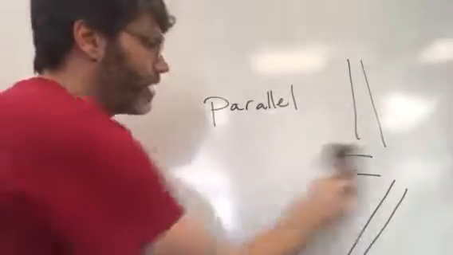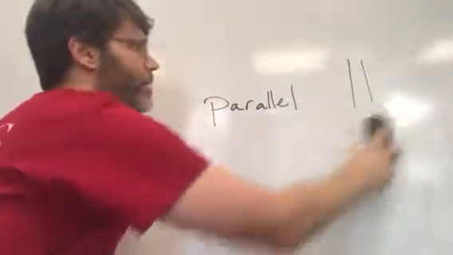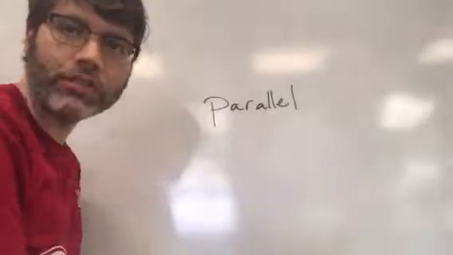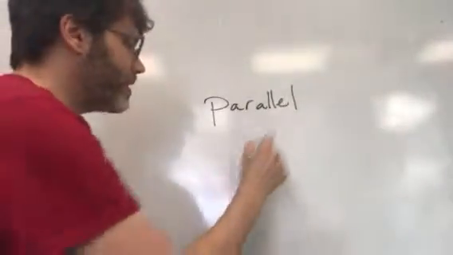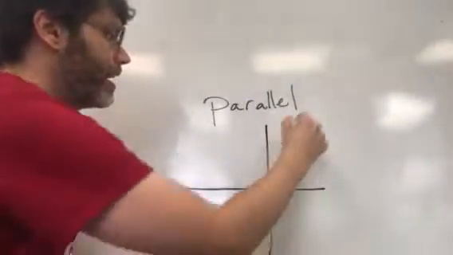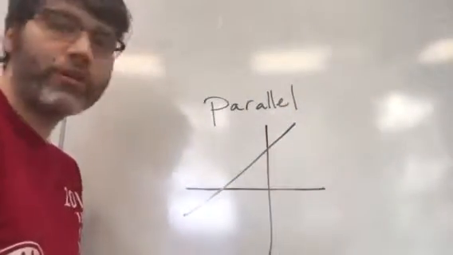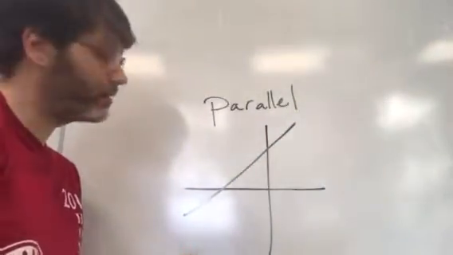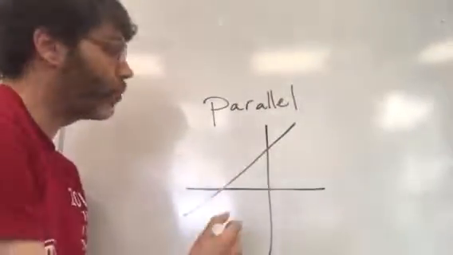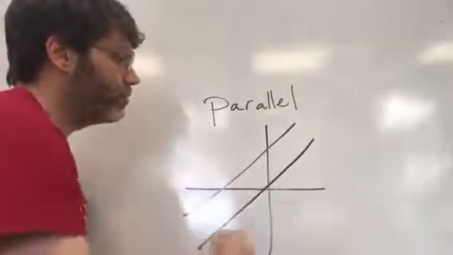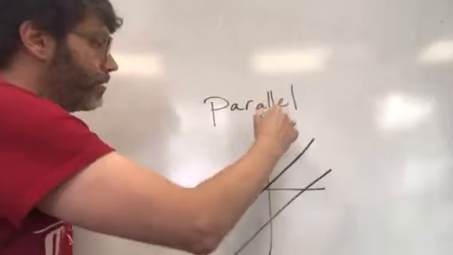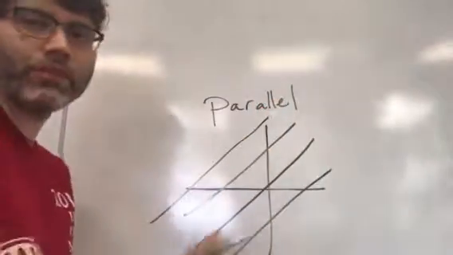Now, what do they have in common? Parallel lines have the same slope. So do you see that here's a graph and this line has a certain slope to it, okay? Now if I were to write a parallel line to this line, there's lots of parallel lines I could write, but they all have the same slope.